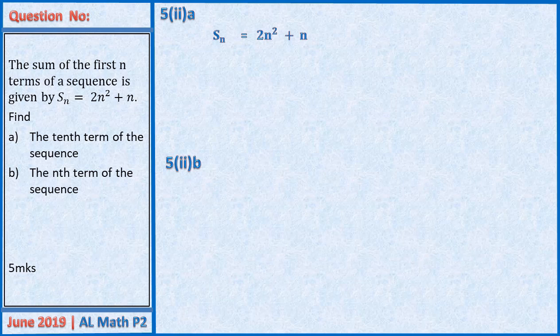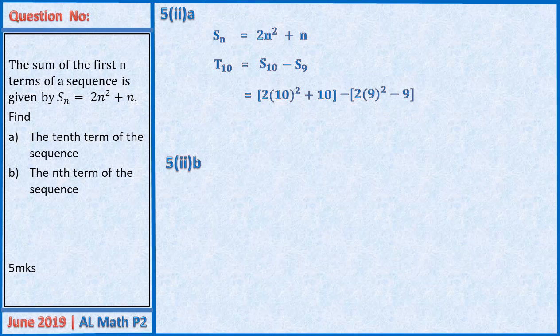So my T10 will be given by S10 minus S9. The sum of the first 10 terms is 2 into 10 squared plus 10, minus 2 into 9 squared plus 9. When you simplify this, you have 39. So my 10th term is 39. Recall, the 10th term is S10 minus S9.